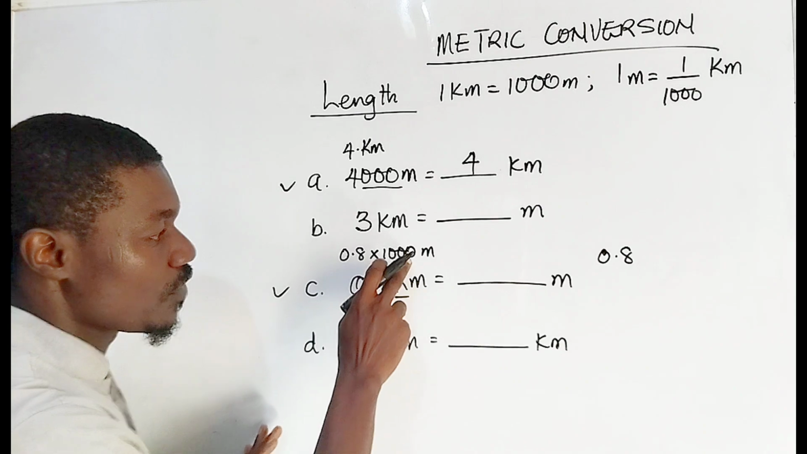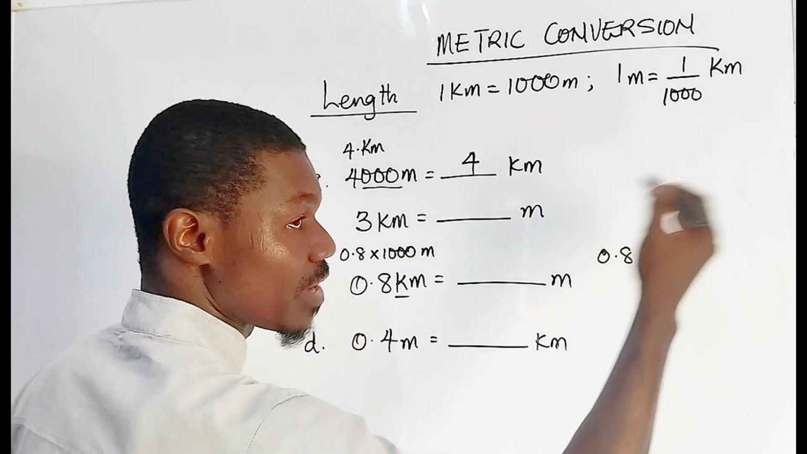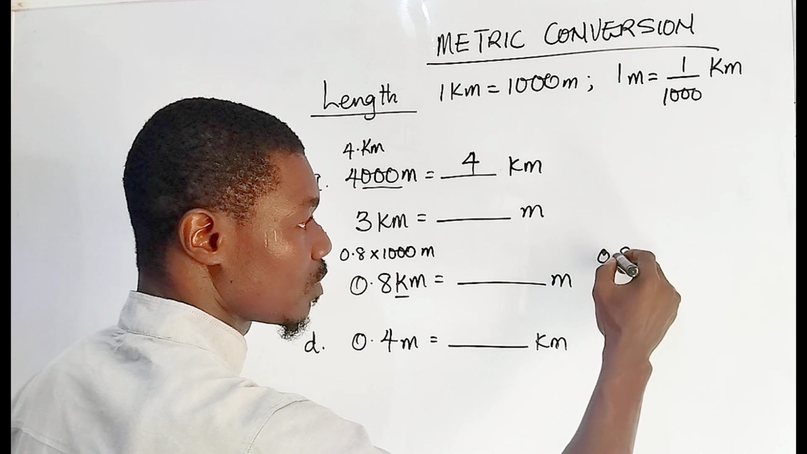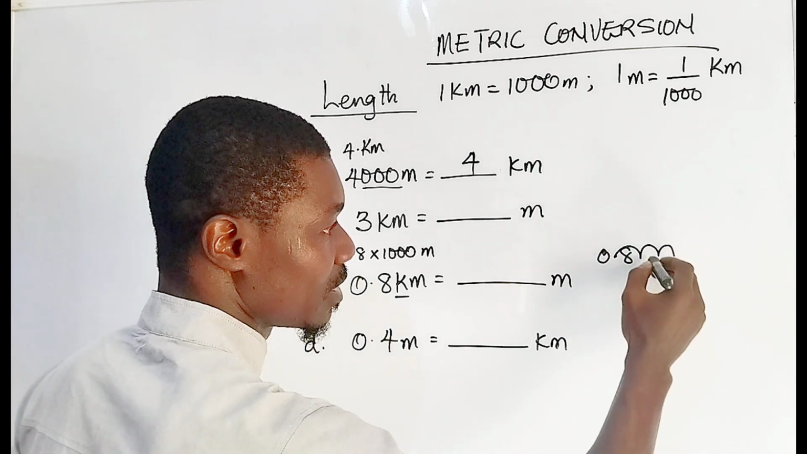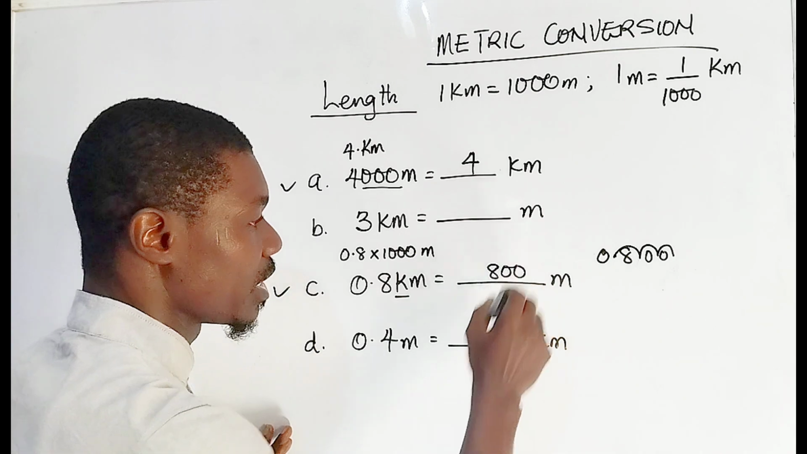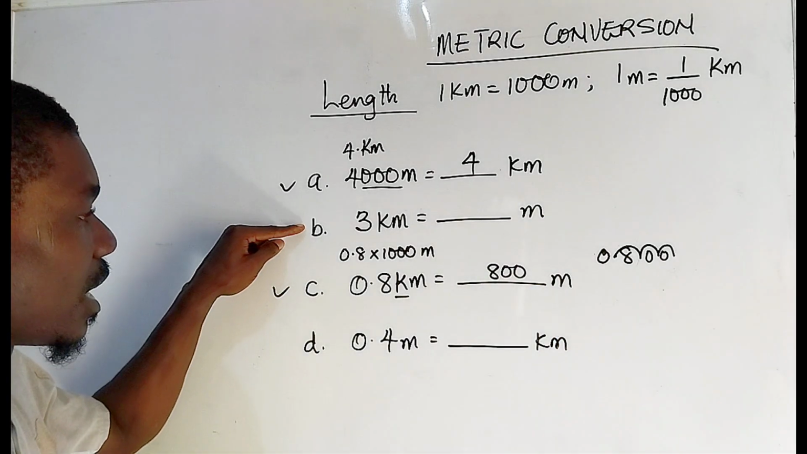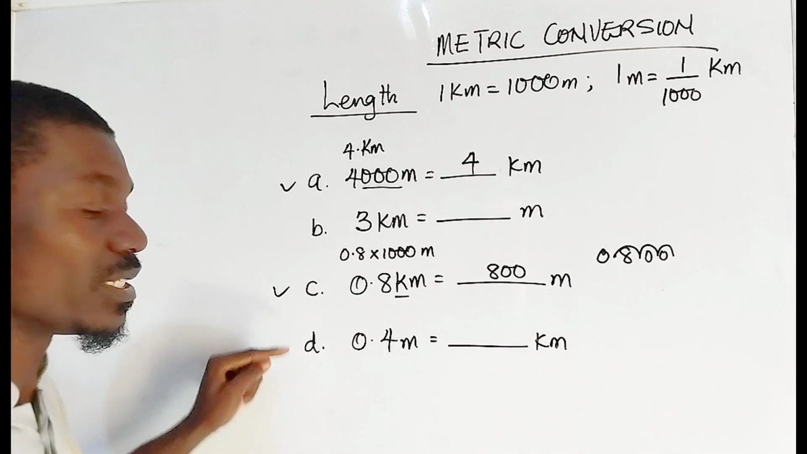Now how many zeros do you have here? 1, 2, 3. Just shift your decimal to the right hand side 3 times. 1, 2, and 3. So you are left with what? 800 meter. Drop your answer for number B and number D in the comment section.